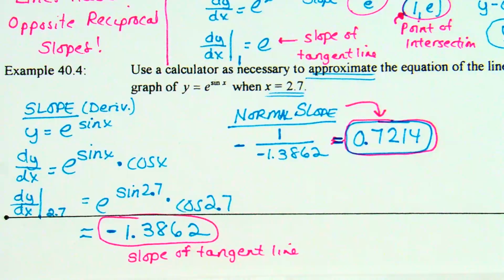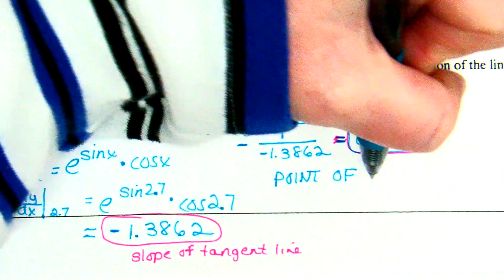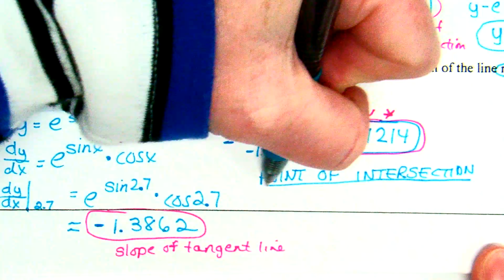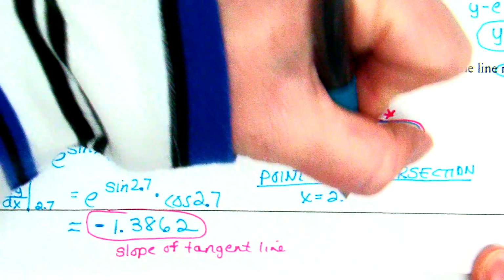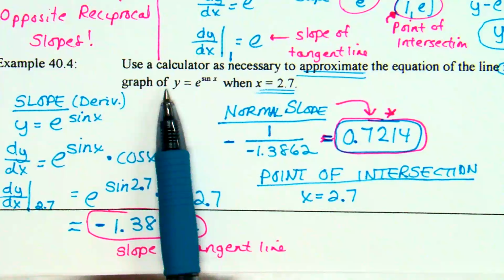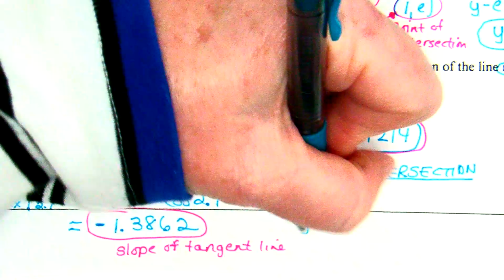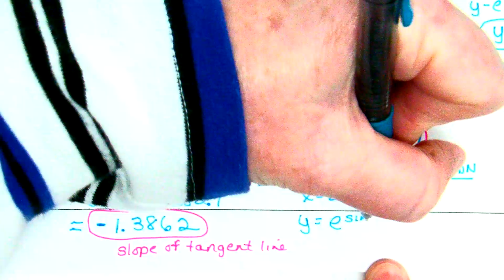Okay, what else do I need besides my normal slope? A point. How am I going to find that point? Okay, so we were given 2.7, right? So we know it's when x equals 2.7. And then what was our given equation? It was y equals e to the sine x. So y equals e to the sine of 2.7.